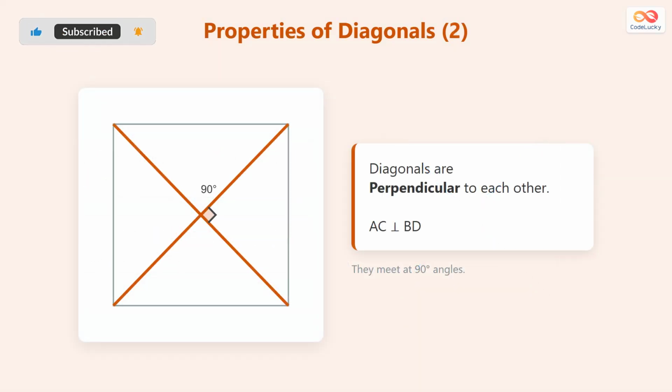There is another special property for the diagonals. They cross each other at a perfect 90-degree angle. We say that the diagonals are perpendicular to each other. This is a property shared with the rhombus.